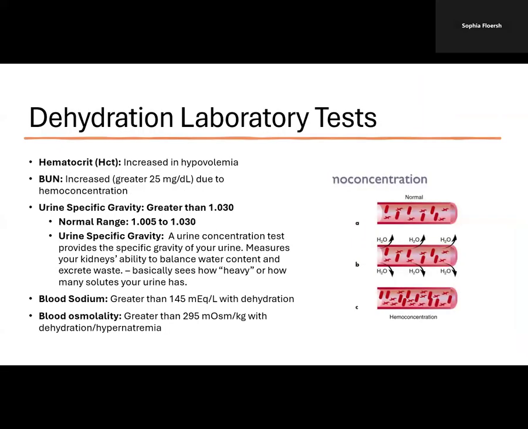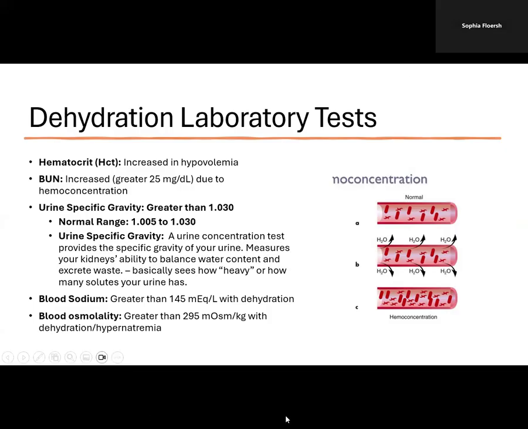These are some of your laboratory tests. Hematocrit is increased in hypovolemia. BUN has increased. Your urine specific gravity is greater than 1.030. A urine concentration test. So your urine specific gravity is a concentration test that provides specific gravity of your urine and measures your kidney's ability to balance water content and excrete waste. Basically it sees how heavy or how many solutes your urine has. Blood sodium greater than 145 with dehydration. Blood osmolarity greater than 295 with dehydration and hypernatremia.